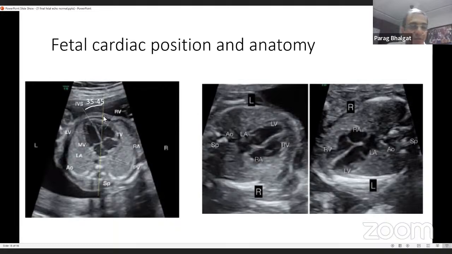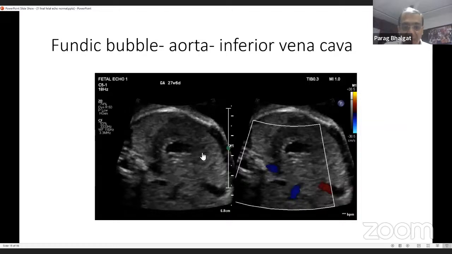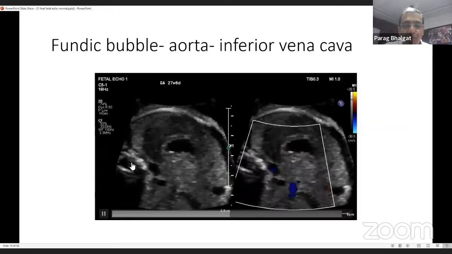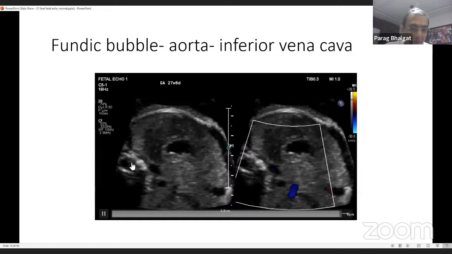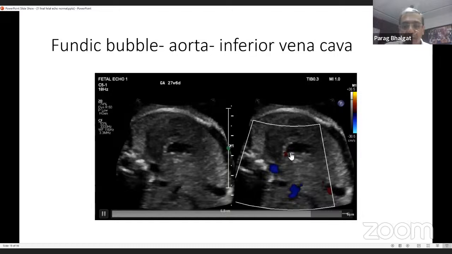Cardiac axis is around 35 to 45. This is left ventricle, right ventricle, LA, RA, mitral valve, tricuspid valve, foramen ovale, aorta. This is seen in either view. So this is the color Doppler image of the abdomen. We can see pulsatile flow in aorta and pulse wave Doppler suggesting aorta is on the left side of the spine.